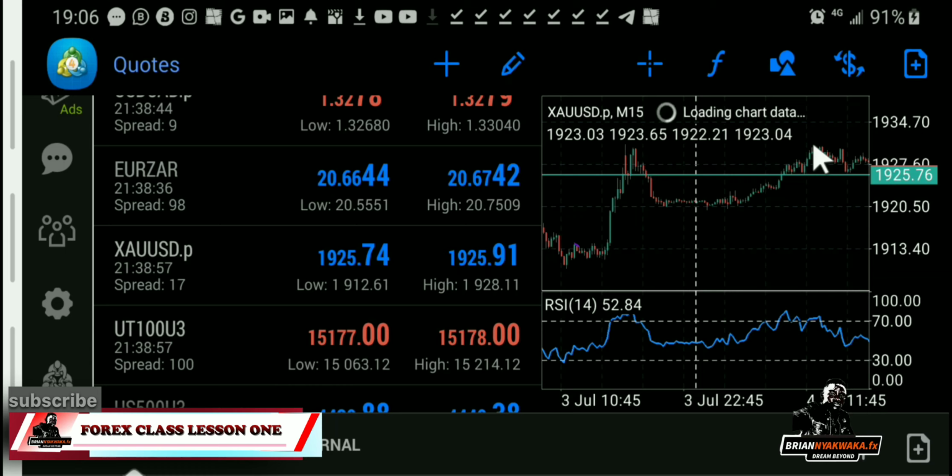The most important chart to look at when you want more information is a candlestick chart.